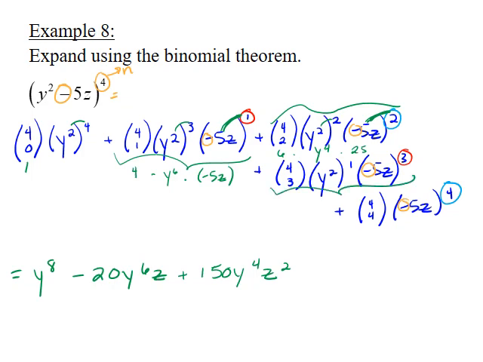This term results in a negative 500 y squared z cubed. This one is going to be positive because we have an even exponent, and it will be 625z to the power of 4. And this here is the final answer.